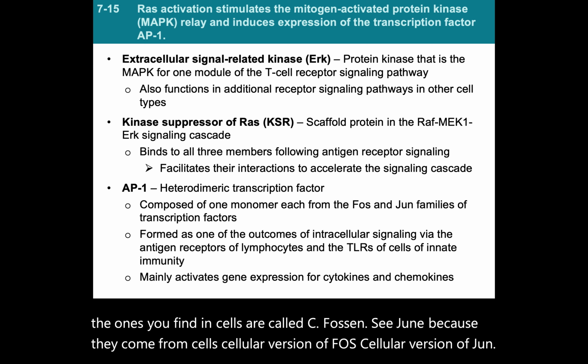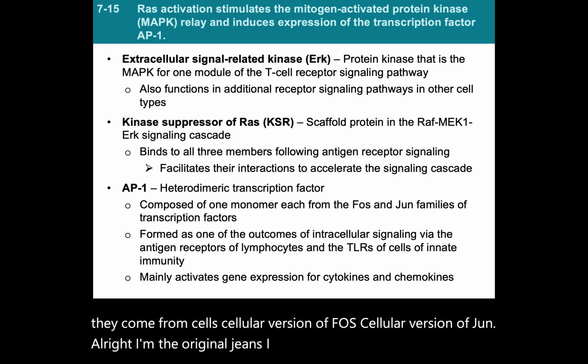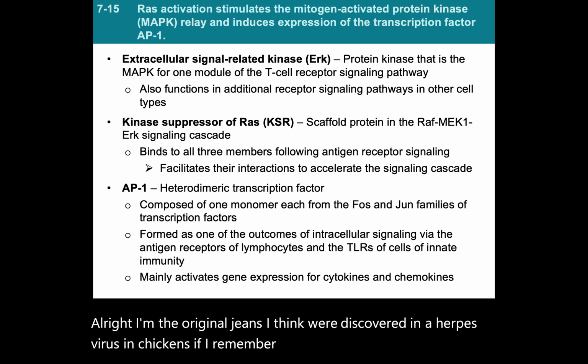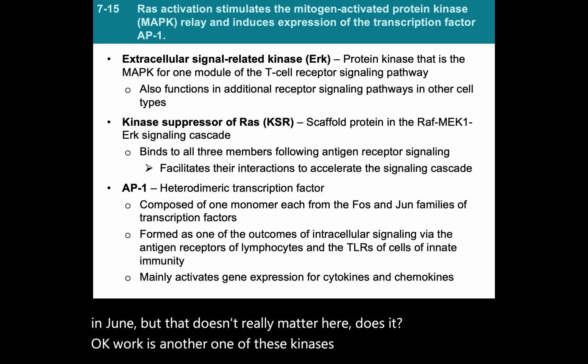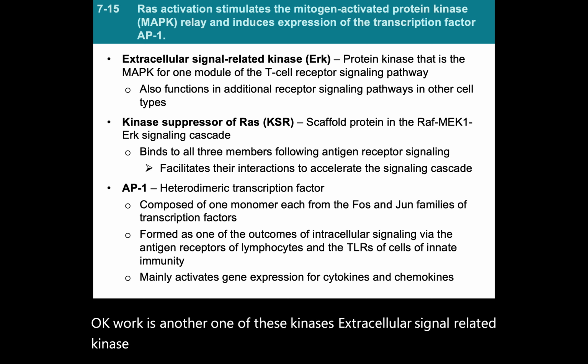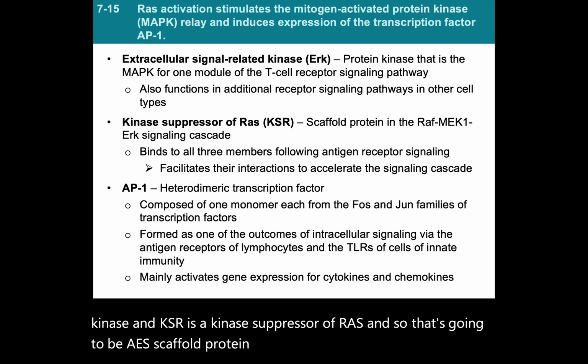All right. The original genes, I think, were discovered in a herpes virus in chickens, if I remember right. And so those are the original FOS and Jun. But that doesn't really matter here, does it? Okay, ERK is another one of these kinases, extracellular signal-related kinase. And KSR is a kinase suppressor of RAS. That's going to be a scaffold protein involved in this same pathway.